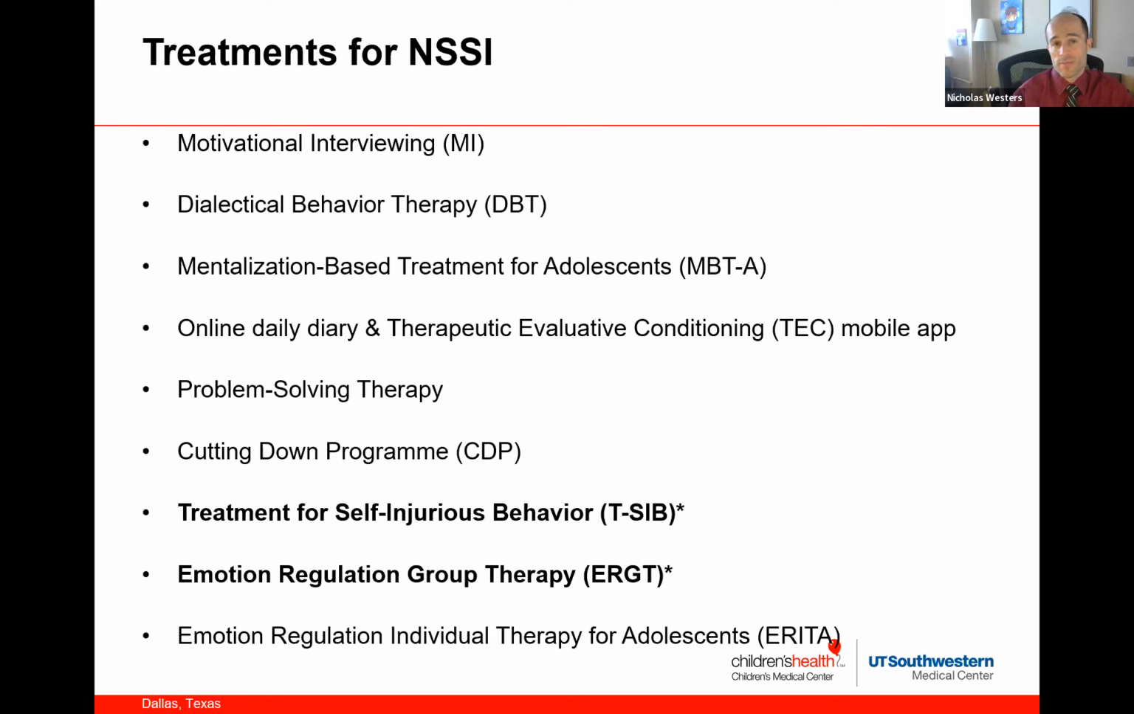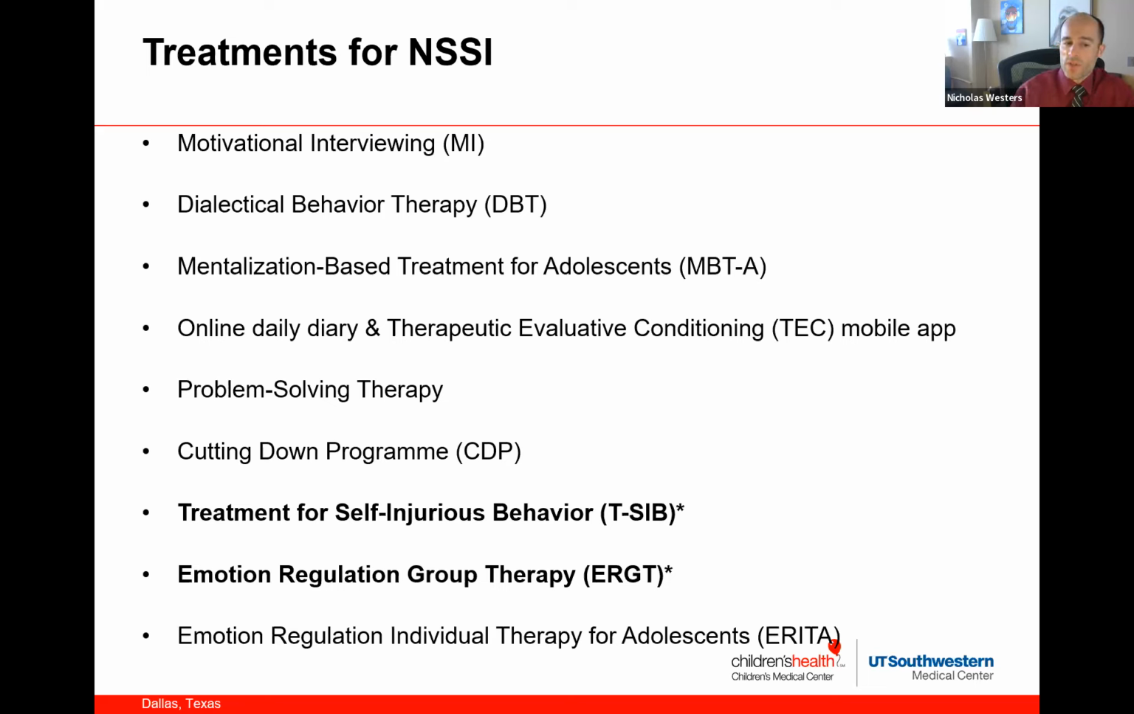Problem solving therapy has some useful utility there. The cutting down program is a very CBT-based program. It's short term, 6 to 8 sessions. I was going to talk about it in this presentation, but decided to spend our time on the next two. That's based out of Germany, I believe, and it has some good evidence, with a randomized controlled trial among adolescents in particular showing some good effects.